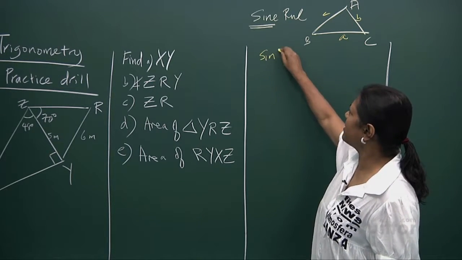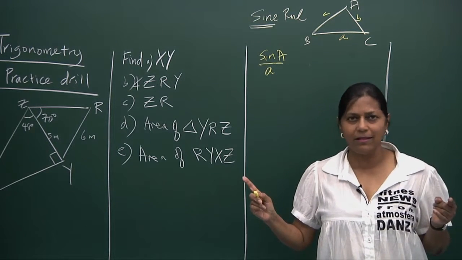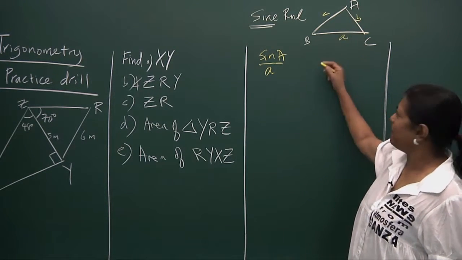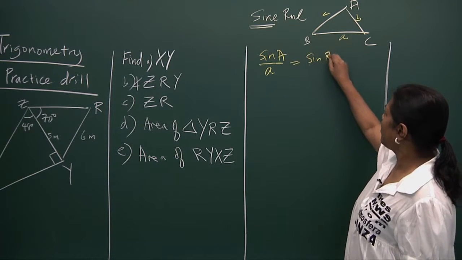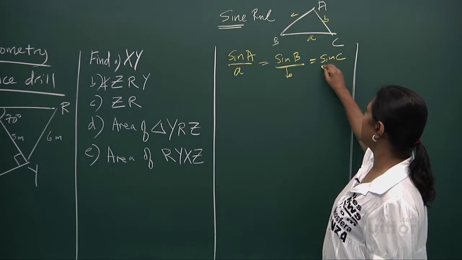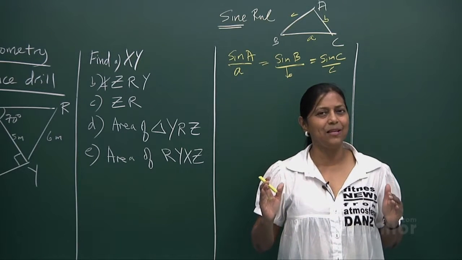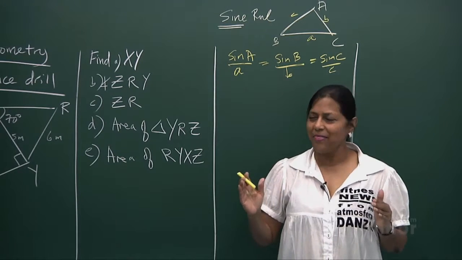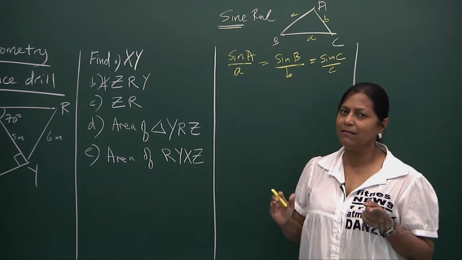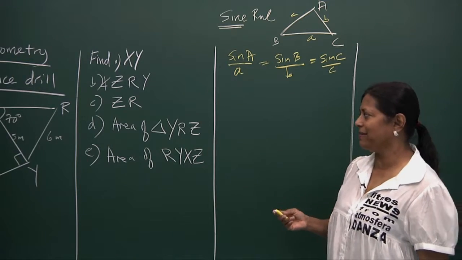Alright, this is something you got to be very sure about. You mix it up, you don't get it right. Okay? So sine A over A equals sine B over, where is the B? Across it, small b. And sine C over C. That's the sine rule. You use it when you have a given pair, and then you have one side given, either the angle, and then you have a missing side, or you have a side and a missing angle.